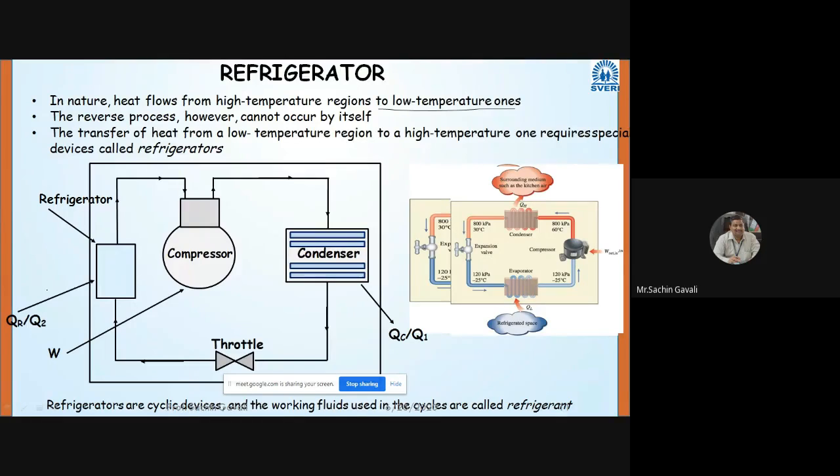Again it will take heat from the evaporator or refrigerated space, and the low pressure liquid refrigerant will convert into low pressure vapor refrigerant. Then it is taken to the compressor, where it gets compressed, and the cycle repeats. We know that the refrigerator works on the reverse Carnot cycle or reverse heat engine cycle.